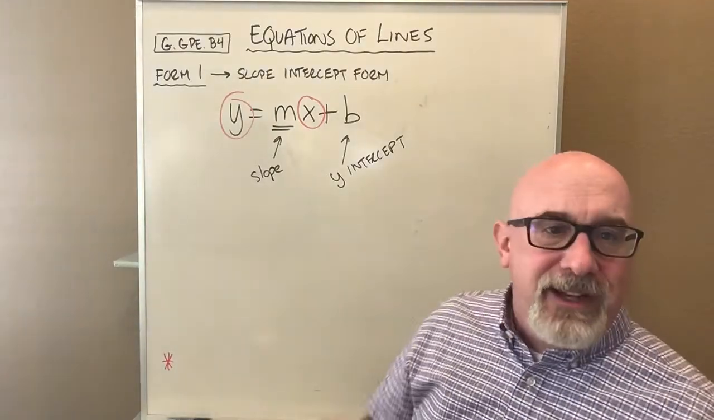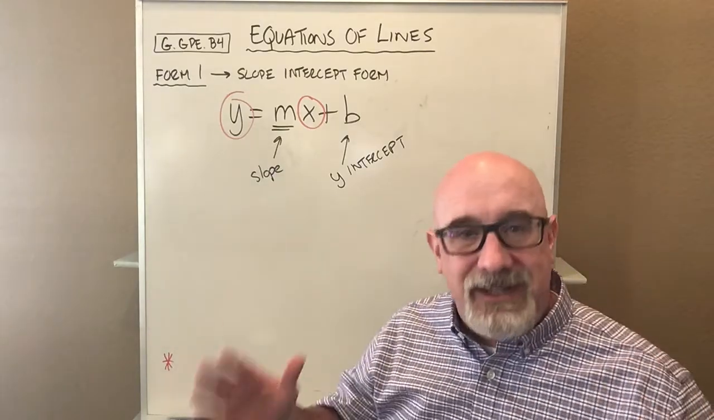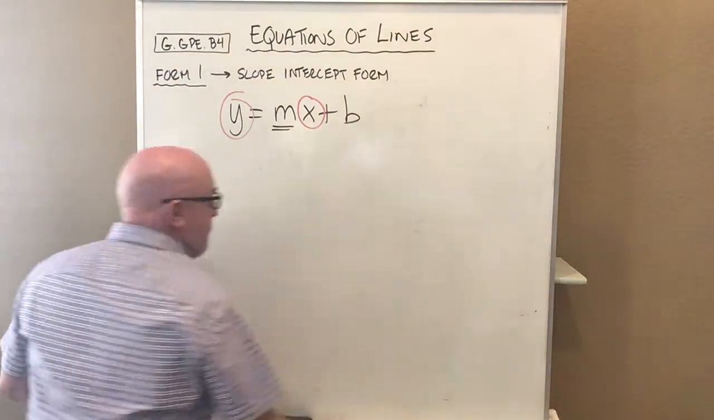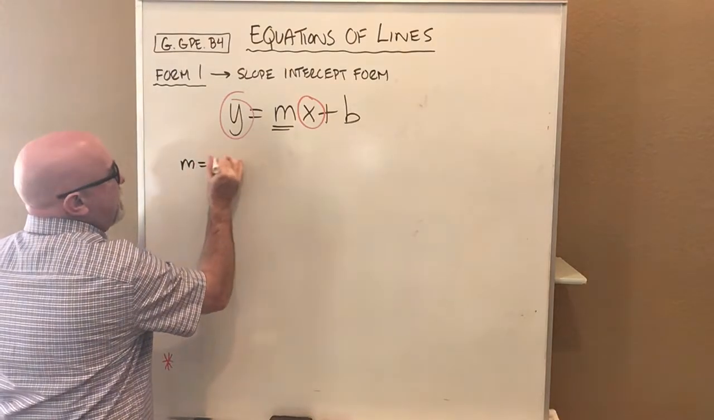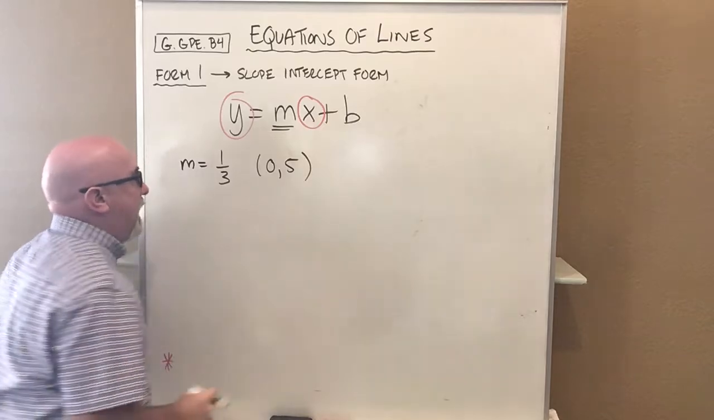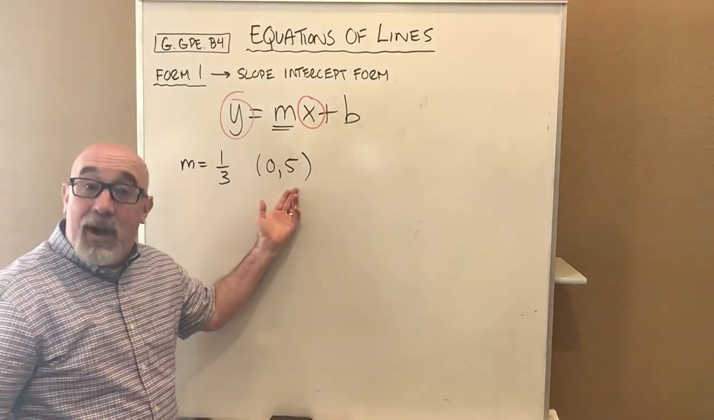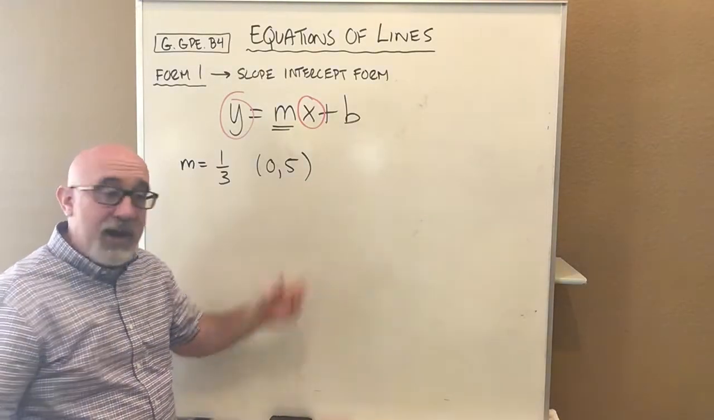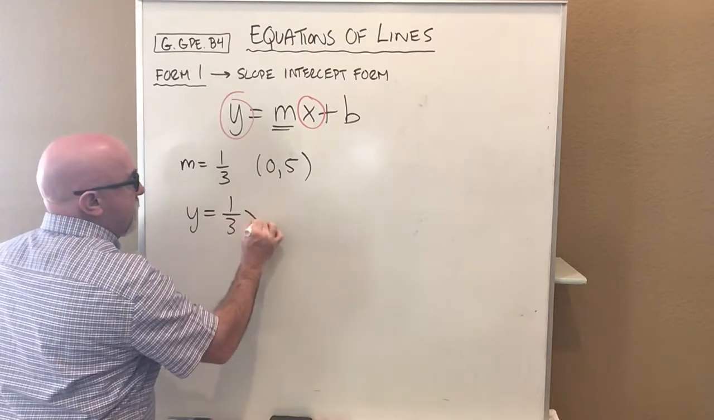Now, there are different things that may be given to you to ask you to find the equation in slope-intercept form. The easiest, of course, would be for you to know that the slope is 1/3, and it goes through (0, 5). Now, this is my slope, and (0, 5) is a y-intercept because x is 0, so 5 is on the y-axis. So this is just simply this equation here.